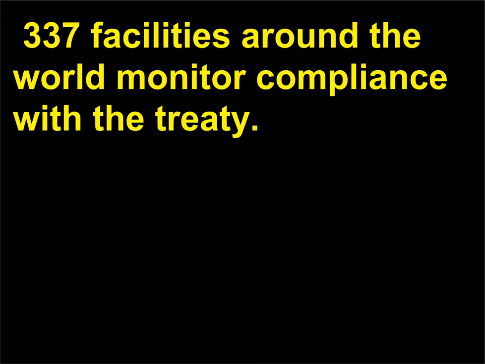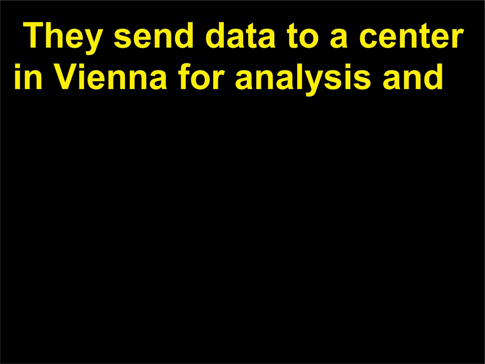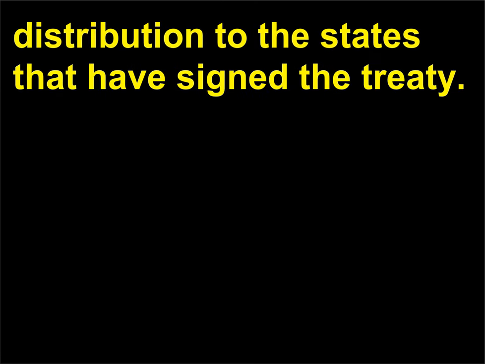337 facilities around the world monitor compliance with the treaty. They send data to a center in Vienna for analysis and distribution to the states that have signed the treaty.